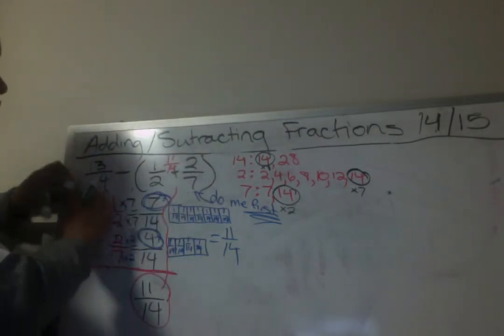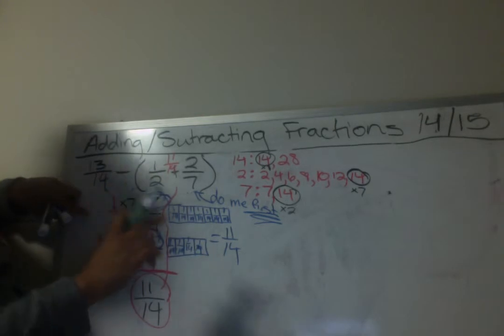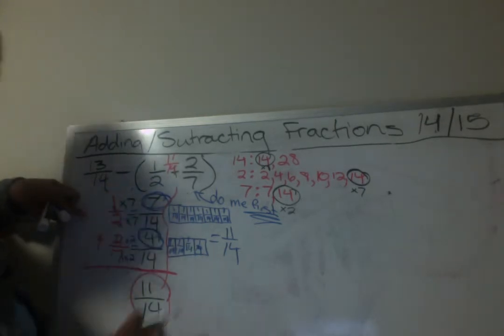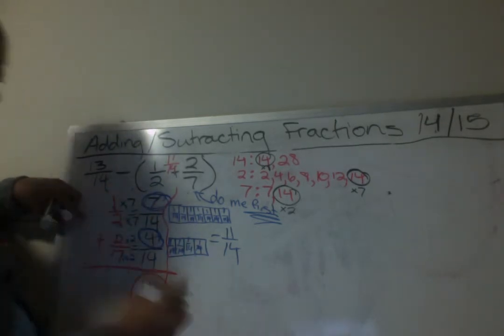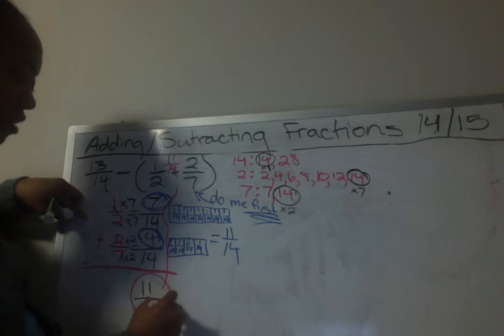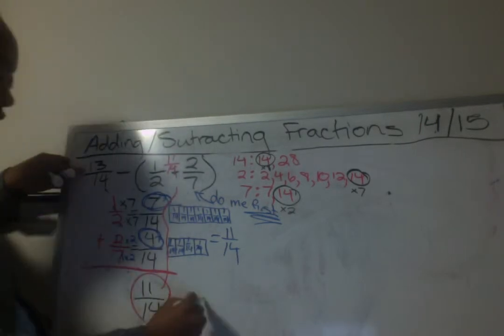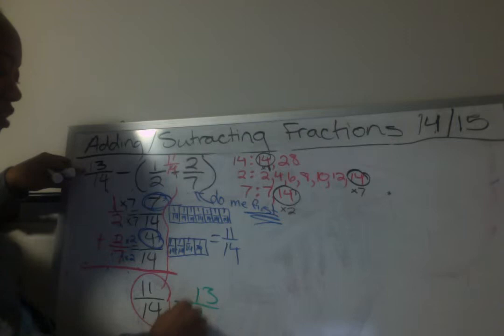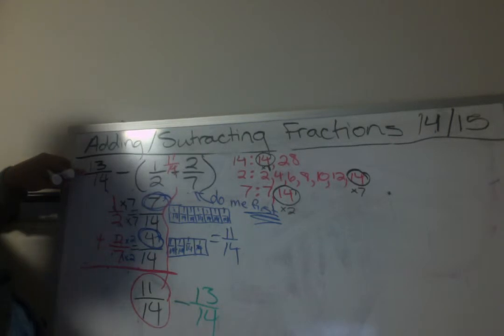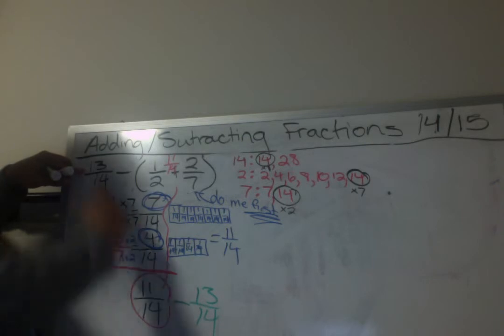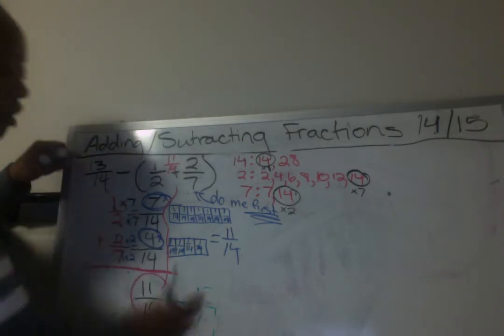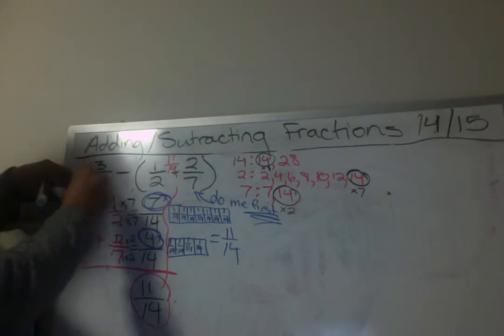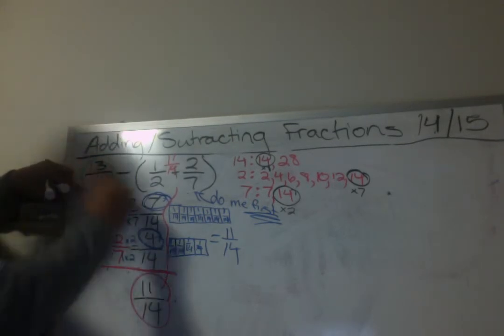I'm taking what I have, and here is where it's important. Yes, we found this answer, but is this okay? 11 minus, and then I put over here 13 out of 14? No. Follow the order that you see it. So I don't see that. The first thing I see up here is 13 out of 14.